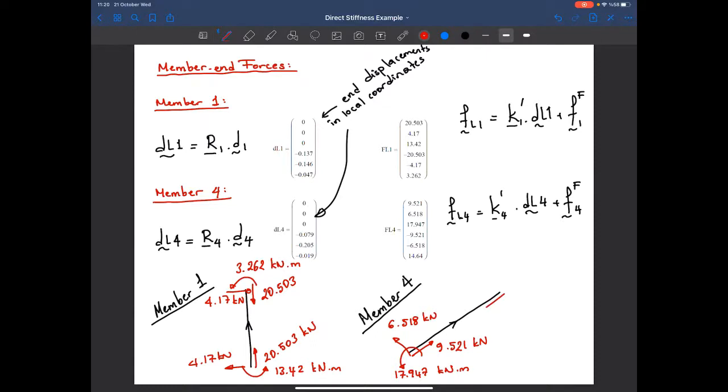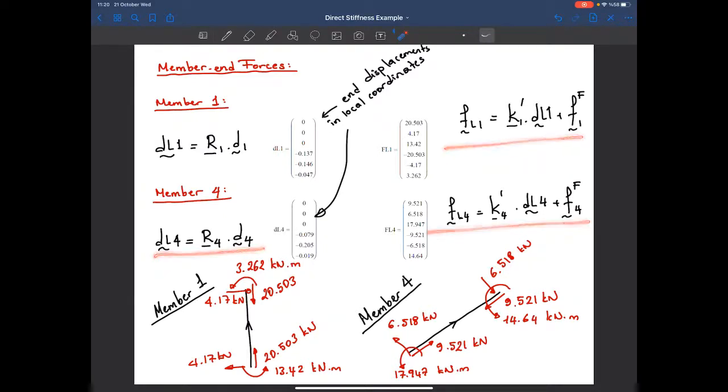The axial force is in the opposite direction with D4, so this is 9.521 kilonewtons. The shear is in the opposite direction with D5, 6.518 kilonewtons, and again I have a counterclockwise moment whose magnitude is 14.64 kilonewton meters. And that's the way we calculate the member end forces.